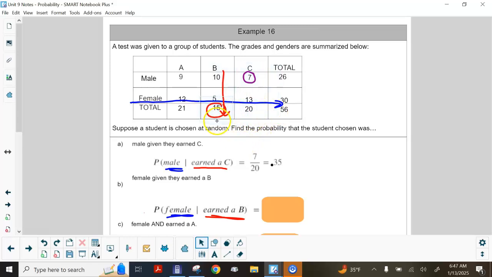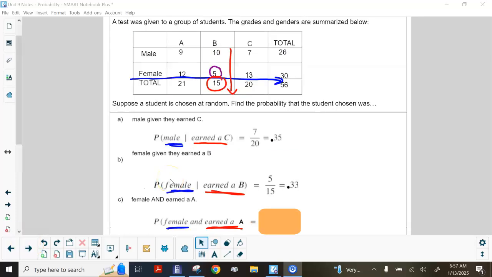So now I'm going to adjust this. So that's a total of 15. And since earned a B is the total we want, that's the bottom number. And the overlap comes down here where the blue and the red intersect. So now my fraction should read 5 over 15 if I did this correctly. Female and earned a B.